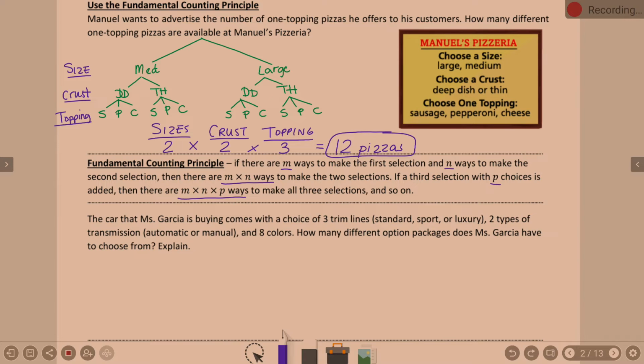What do you see? 3 times 2 times 8. Because the first thing that Ms. Garcia has to pick is the trim line, yes. And how many trim line choices did she have? That was 3. Then after that, she's picking what type of transmission she wants. How many transmission options are there? 2. And then she has to pick the color. And she had 8 color options. 3 times 2 times 8 is? 48. Okay. And that is 48 different option packages. So 48 different packages she can choose from there.